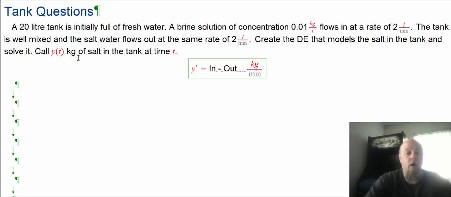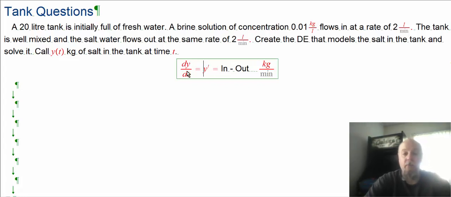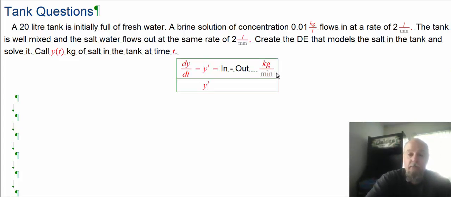All right, so I'm going to create the differential equation that models the salt in the tank and solve it. We're going to call y of t the kilograms of salt in the tank at time t. And our differential equation then, y prime, meaning dy/dt, where y is measured in kilograms and time is measured in minutes, so this y prime is in kilograms per minute, and you already said that it's 0.02 kilograms per minute flowing in.